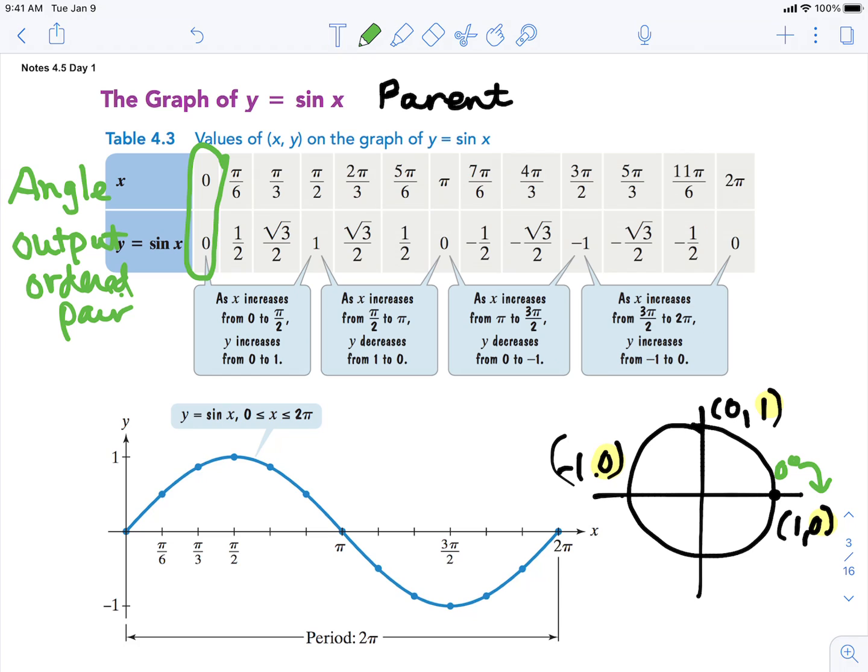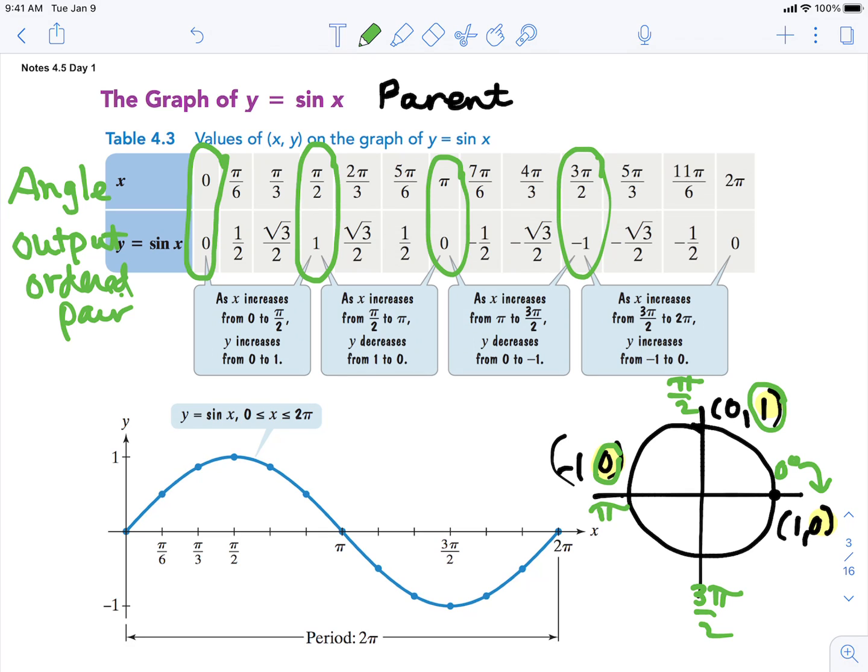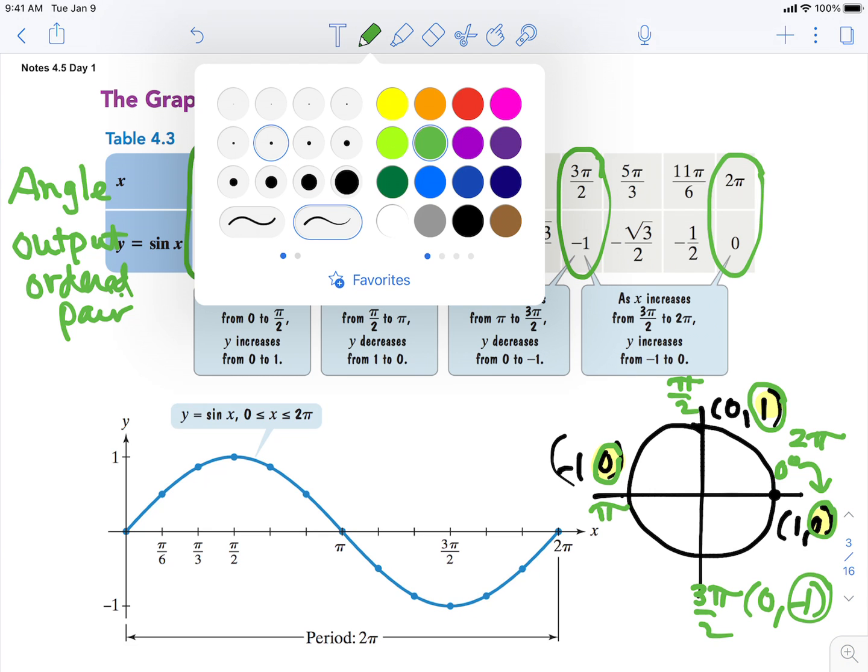Now let's go to pi over 2. Here is pi over 2. The output is 1. Then we'll go to pi. Here is pi. The output is 0. Then we'll go down to 3 pi over 2. At 3 pi over 2, the y value is -1. And then we continue to 2 pi. The output is 0. So let's graph these ordered pairs.